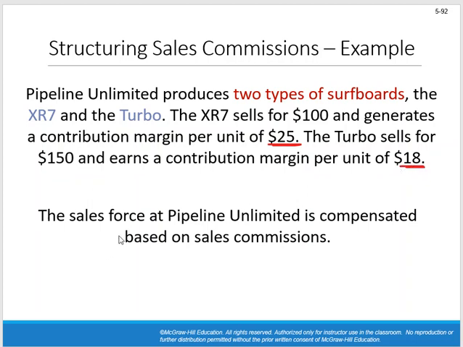So if the sales force at Pipeline Unlimited is compensated based on sales commission, which of these are you going to want to sell? If you're a salesperson and you're being compensated on sales commissions, and that sales commission is computed based on sales dollars, which surfboard are you going to try to push? The XR7 or the Turbo? We're going to try to sell the Turbo, right? Because we're going to make more money. Our commission's going to be higher if we sell the more expensive product.